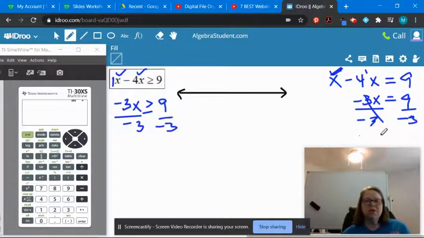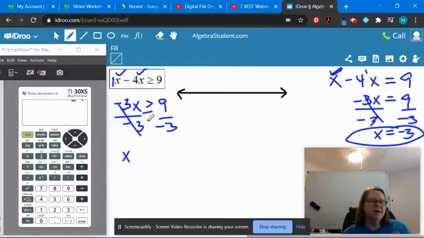In an equation, you'd end up with x equals negative 3, and you'd be done. Here, you're going to end up with x is, and then you change this symbol because you divide by a negative. Dividing by a negative changes the inequality. So it changes to less than or equal to, and then still a negative 3. So you solved the inequality.